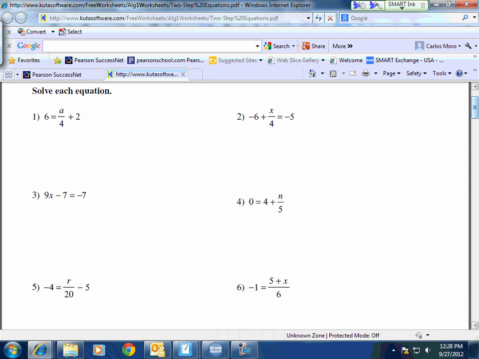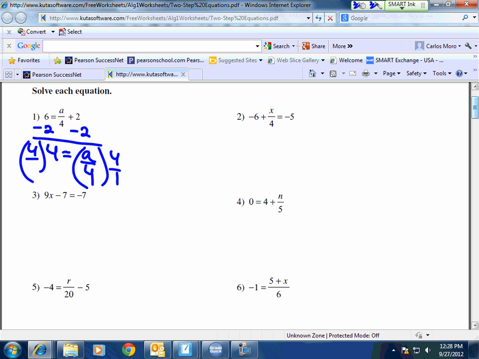Okay. Number 1, I got 6 equals a over 4 plus 2. What do we do? Subtract 2 to both sides. Absolutely. That's going to be 4 equals a over 4. How do you get rid of the 4 that's being divided to the a? You multiply by 4 over 1 to both sides. A equals 16. All right. How about number 2 is exactly the same as number 1. Different numbers, though. How about number 3?